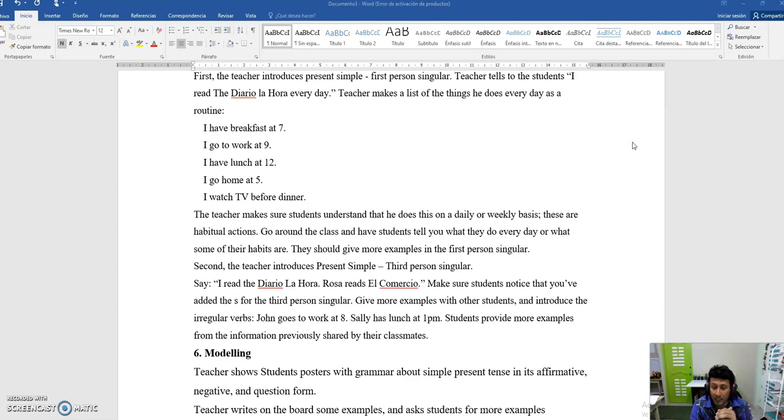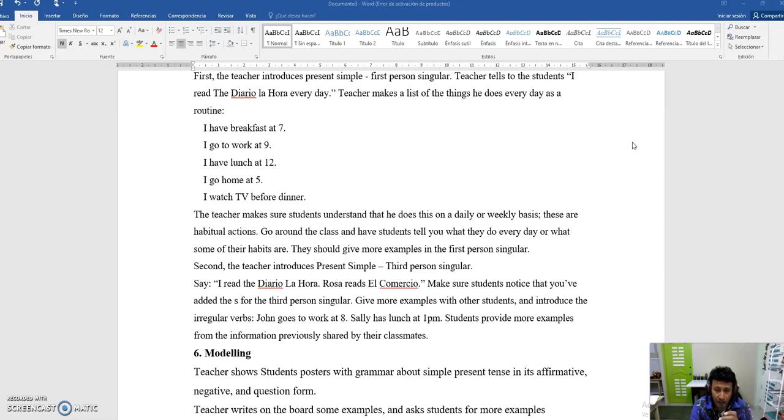Rosa reads El Comercio. And I have to make sure the students notice that I've added the S to the third person singular. That's very important, the S, because it's a big difference. I will give more examples with other students, and I will introduce the irregular verbs. For example, John goes to work at 8 a.m.